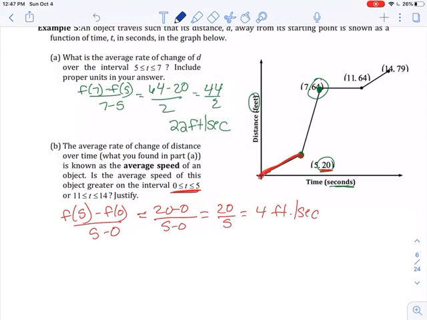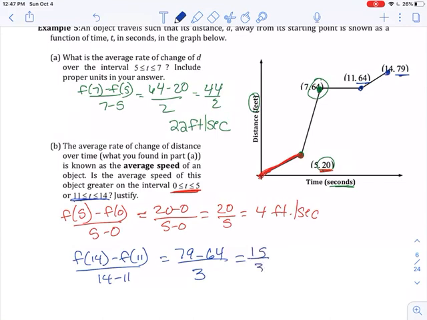So I'm looking at this right here. And then I'm looking at between 11 and 14. So I'm going to do f of 14 minus f of 11 over 14 minus 11. F of 14 is right here, that's 79. F of 11 is right here, that's 64. 14 minus 11 is 3. 79 minus 64 is 15 over 3, which is 5 feet per second.